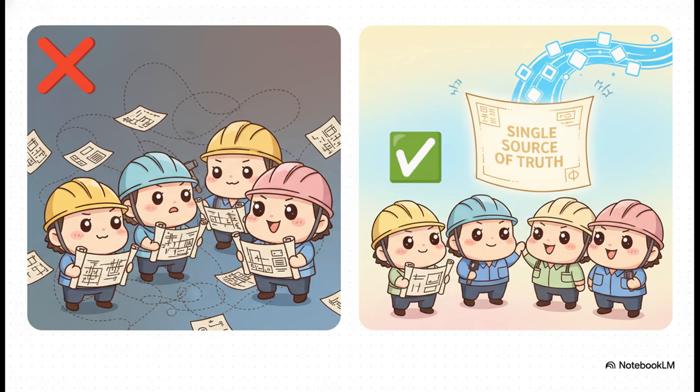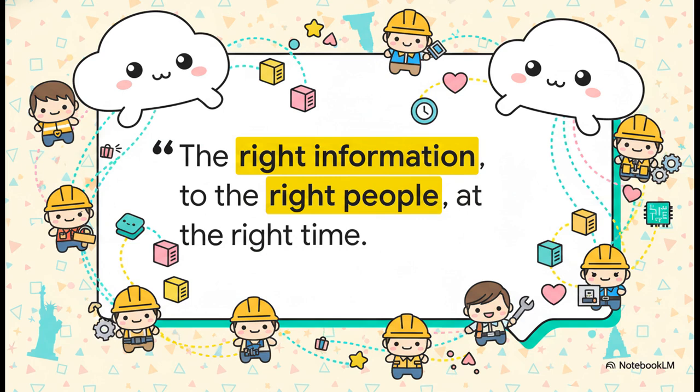This slide just nails the difference, doesn't it? On the left, you've got the chaos we all know too well. Different teams are looking at different plans, creating huge risks. And then on the right, you have the goal. One single source of truth, where everyone, from the architect to the subcontractor on site, is working from the exact same approved information. This little quote from the UK BIM framework, it's basically the mantra for the whole system.